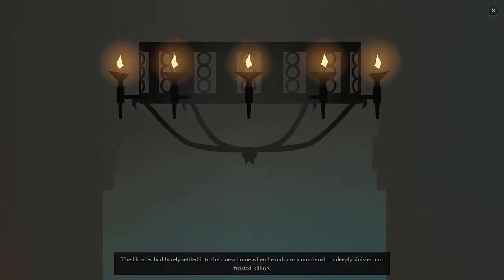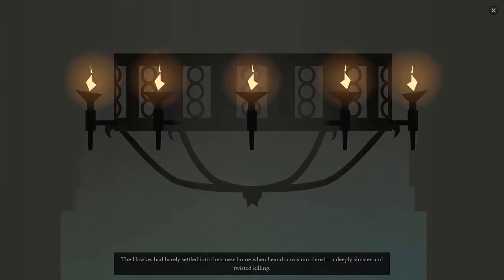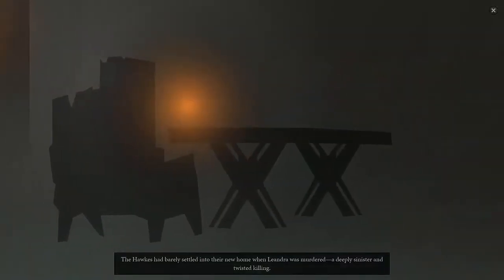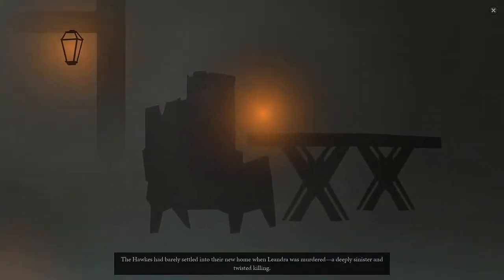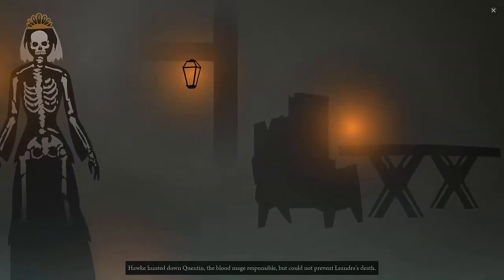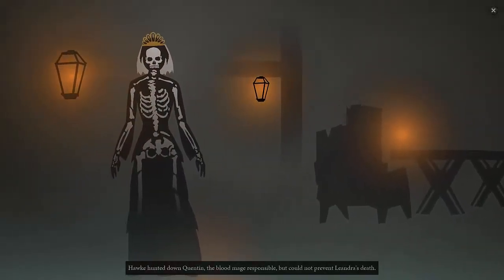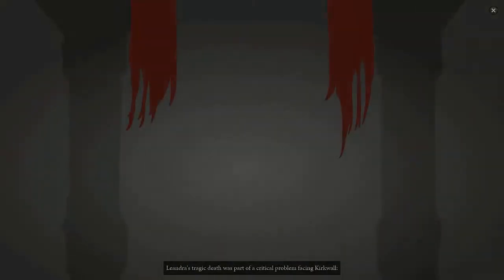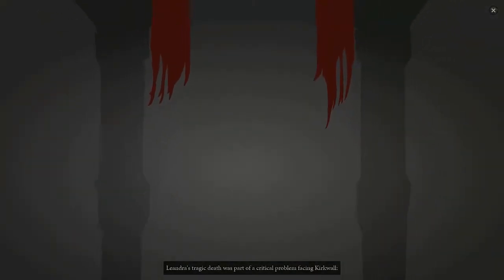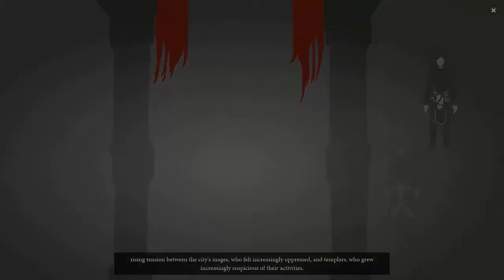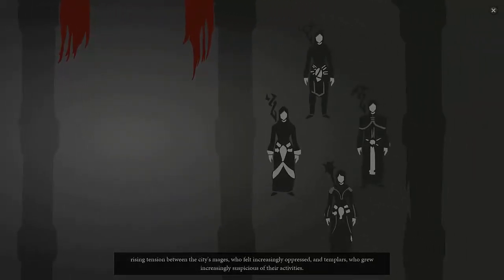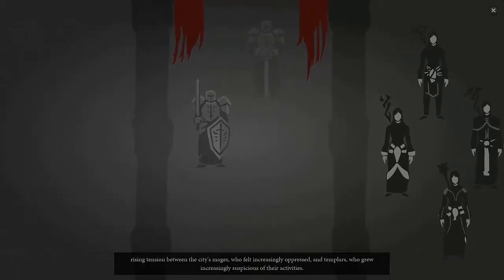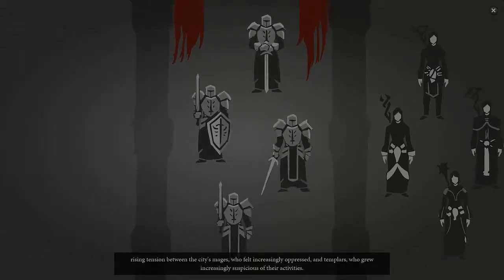The Hawkes had barely settled into their new home when Leandra was murdered. A deeply sinister and twisted killing. Hawke hunted down Quentin, the blood mage responsible, but could not prevent Leandra's death. Leandra's tragic death was part of a critical problem facing Kirkwall: rising tension between the city's mages, who felt increasingly oppressed, and Templars, who grew increasingly suspicious of their activities.